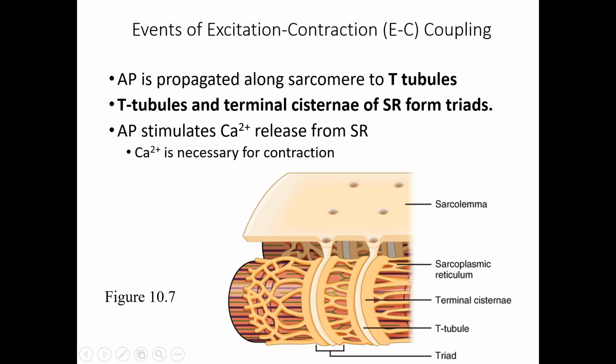Remember that the sarcoplasmic reticulum contains calcium. As soon as the electrical signal arrives, it causes calcium to be released from the sarcoplasmic reticulum and go right here, where we have actin and myosin. Those T-tubules, together with the terminal cisterns of the sarcoplasmic reticulum sitting on the sides, are called triads. Triads.